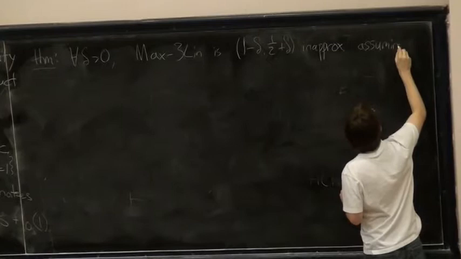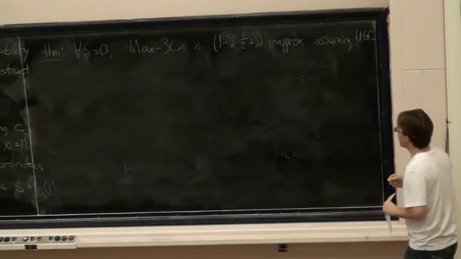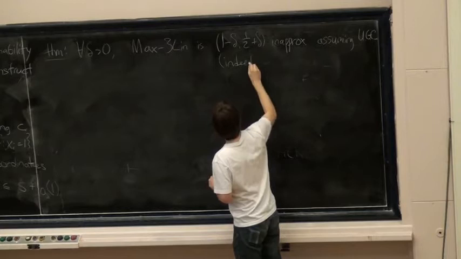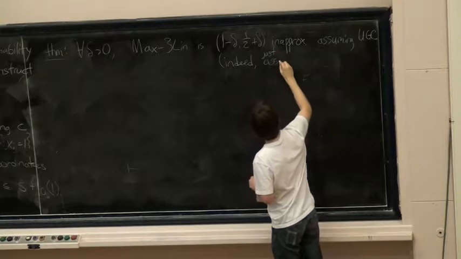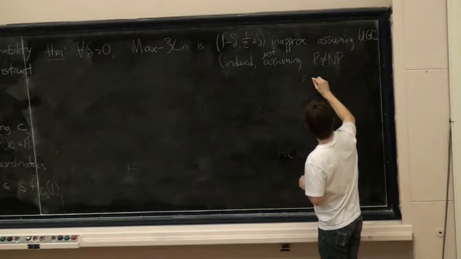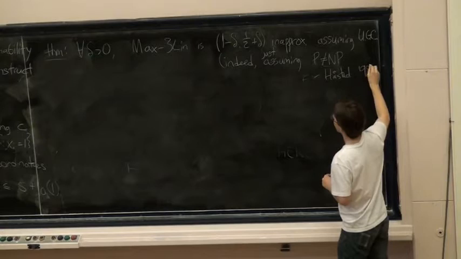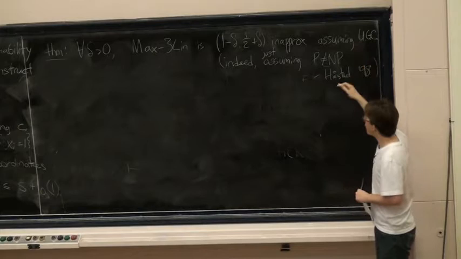Okay. And in fact, this is even true without assuming the unique games conjecture, just assuming P does not equal NP. And this latter fact is due to Håstad in, I guess, '98. But we'll just prove it assuming the UGC, and I'll assure you that actually it's unconditional, or just conditional on P does not equal NP, because we're going to use this methodology.